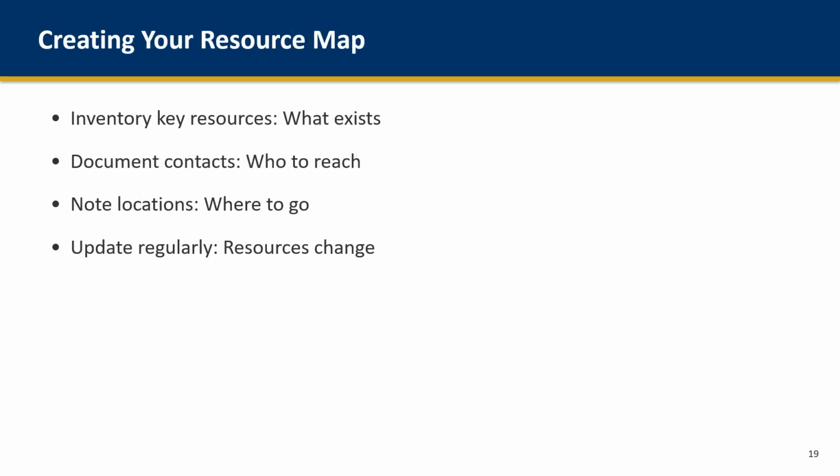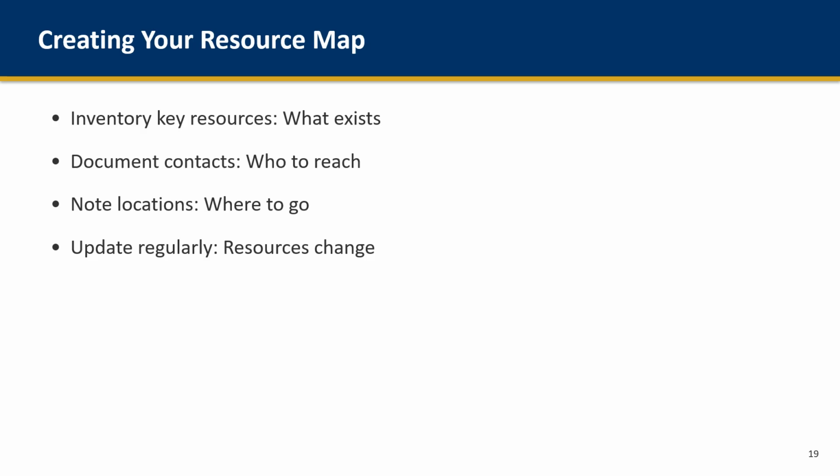Creating your personal resource map ensures you can access help when you need it. Inventory key resources by category to document what exists. Academic support, financial resources, health and wellness, career services, and other categories provide an organizing framework. Knowing what is available in each category prepares you for various needs.